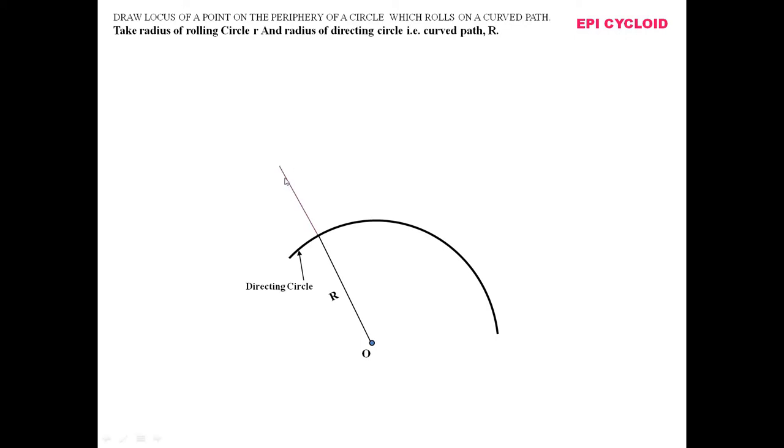So this is the diameter of the rolling circle, and now we'll take its center and with the center we'll draw the rolling circle. So this is the rolling circle. This circle is rolling on this path. Now to generate the points, we'll divide this circle into some number of equal parts, say 8 parts, so that we can generate 8 points of the epicycloid.